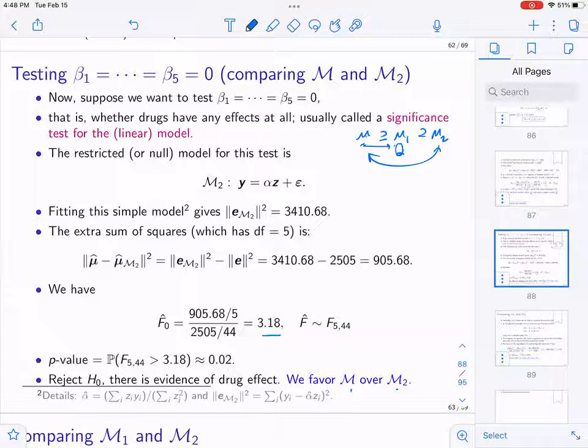So I compare these two, I pick M because I rejected the null. I compared these two, I didn't reject the null, so I picked this. So it seems like M1 is a good model after these. So the drugs have the same effect, but that effect is not 0. I can come back later and talk about this.